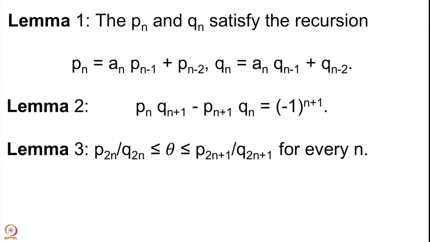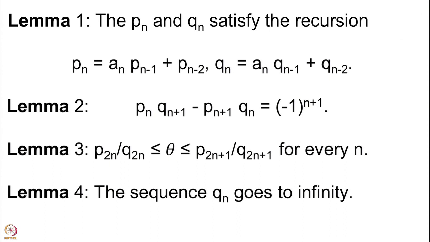If your theta is irrational, then this process will simply continue and you will get these convergents coming closer and closer to theta. So, this is the third lemma which also is a lemma that we should prove, and finally lemma 4 is this very simple statement that the sequence Qn goes to infinity. So, these are the 4 lemmas which we are going to use.